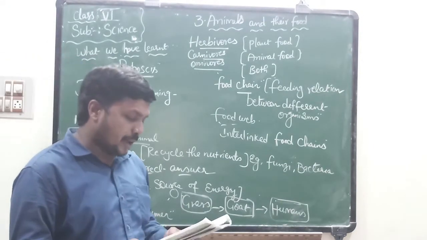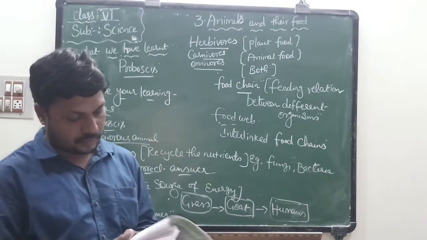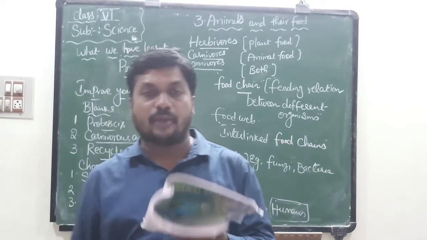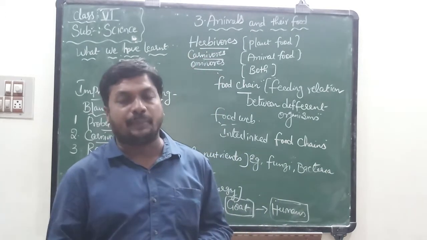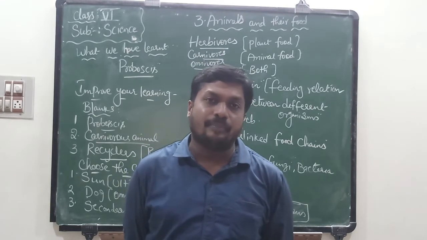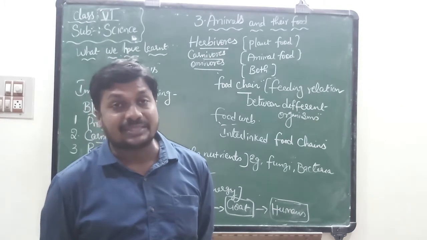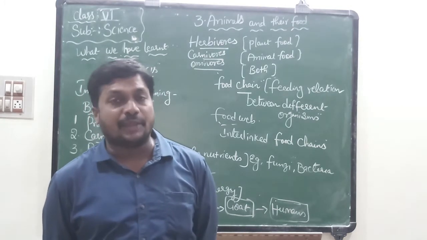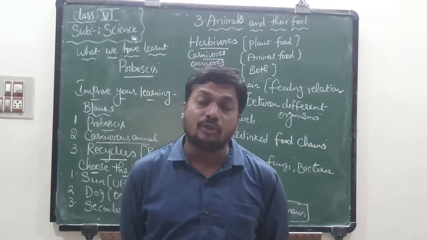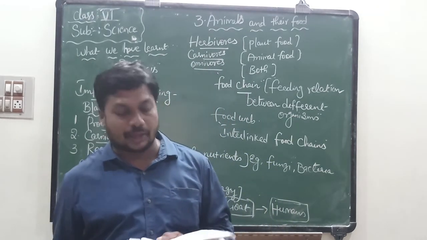Now I will explain about answer the following. First question, list some animals in your surroundings which have the same kind of food habits. For example, if you take herbivores like cow, buffalo, sheep, goat, horse, camel, all these are herbivores. Why? Because they eat only grass or plants for food. And if you take lion, tiger, wolf, fox, they are carnivores. Why? Because they depend on other animals' flesh. That's why they are called carnivores.